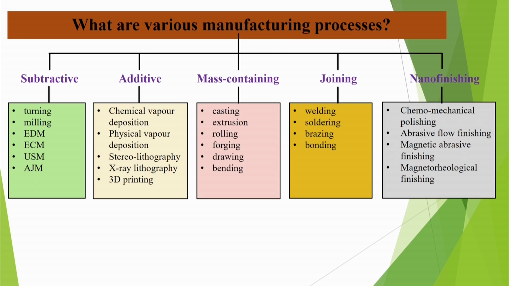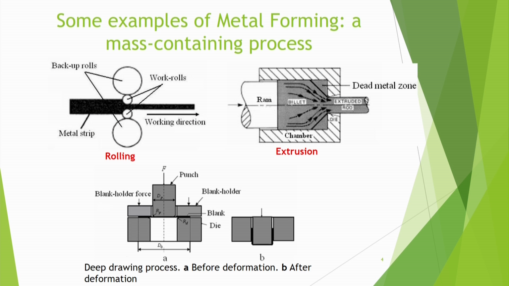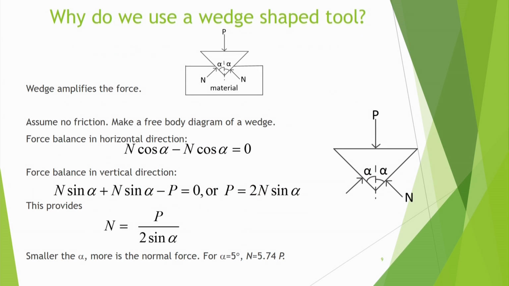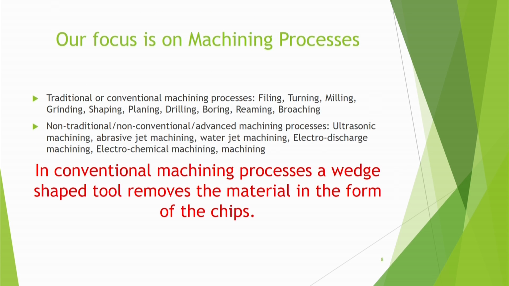That point we established. There are other types of processes also, like additive manufacturing processes, mass conserving processes, joining processes, and nano finishing, although it is also a subtractive machining process, but the focus here is the small removal of material just for improving the surface finish. And then after that we gave some examples of the other types of manufacturing processes, but finally our focus is on machining. So first we discuss the conventional machining process.